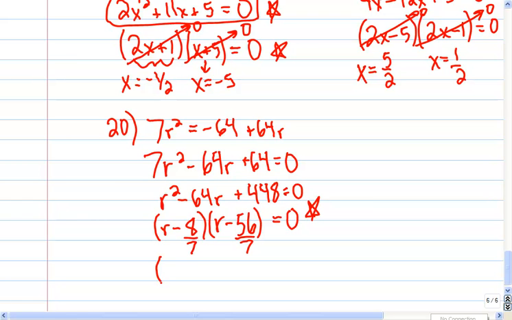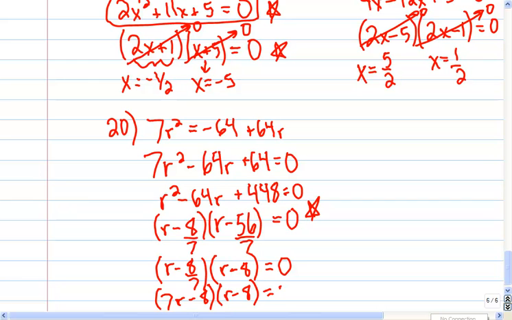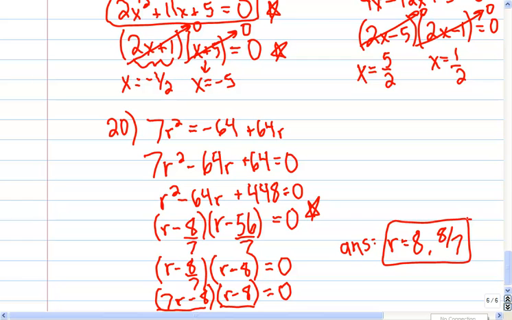I end up with r minus 8 over 7, so it doesn't reduce, and r minus 8 equals 0. So that means I end up with 7r minus 8 and r minus 8. So my answers are going to be when this one equals 0, which is at r equals 8, and when this one equals 0, which is at 8 over 7. So those are my two answers for that question number 20.